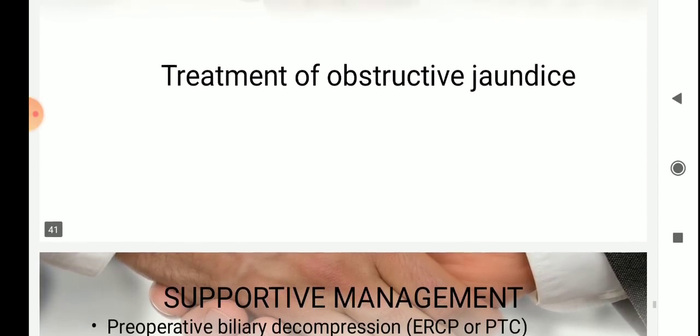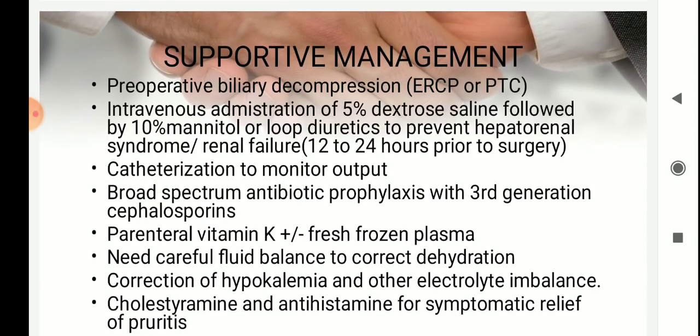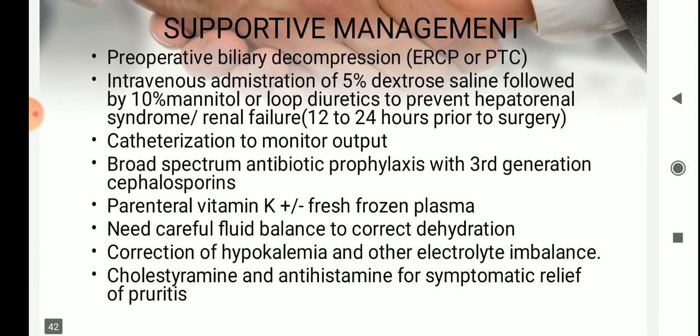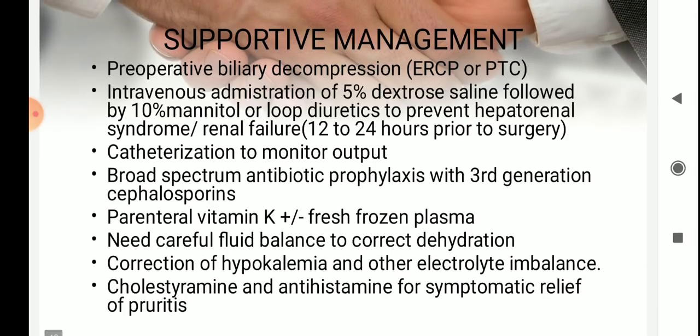Treatment of obstructive jaundice. So supportive management. What is the supportive management? ERCP and PTC procedures to be followed for biliary decompression. Intravenous administration of dextrose. Catheterization to monitor output. Broad spectrum antibiotic prophylaxis. Parenteral vitamin K, that's an important one, or fresh frozen plasma, FFP.